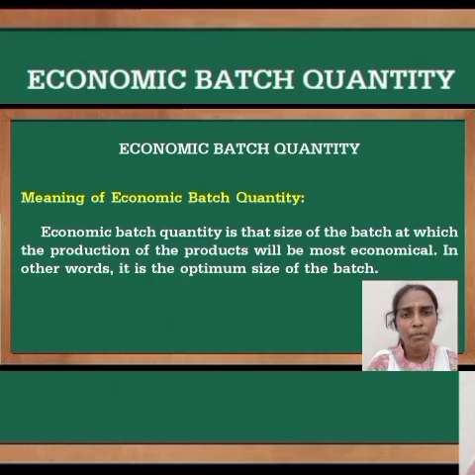Also known as optimum batch quantity. Economic batch quantity is the size of the batch at which the production of the product will be most economical. In other words, it is the optimum size of the batch.